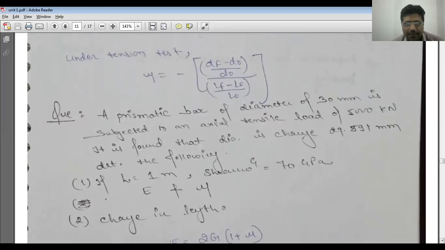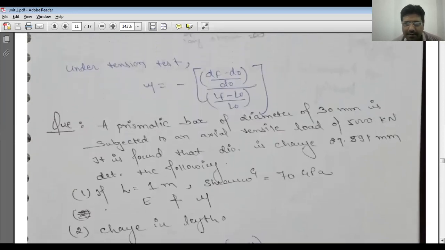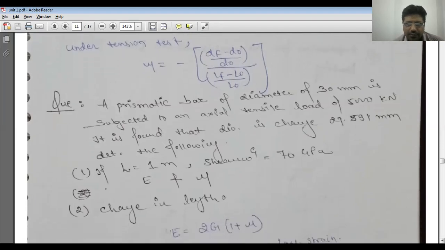So under test conditions, this is a numerical problem in which the values are given. A prismatic bar of diameter 30 mm is subjected to an axial tensile load. The tensile load is given as 500 kilonewton. The length is given as 30 mm, and it is found that the final length is 29.591 mm. Determine the following: length is equal to 1 meter, G is equal to 70 GPa, the modulus of elasticity, and mu, Poisson's ratio.